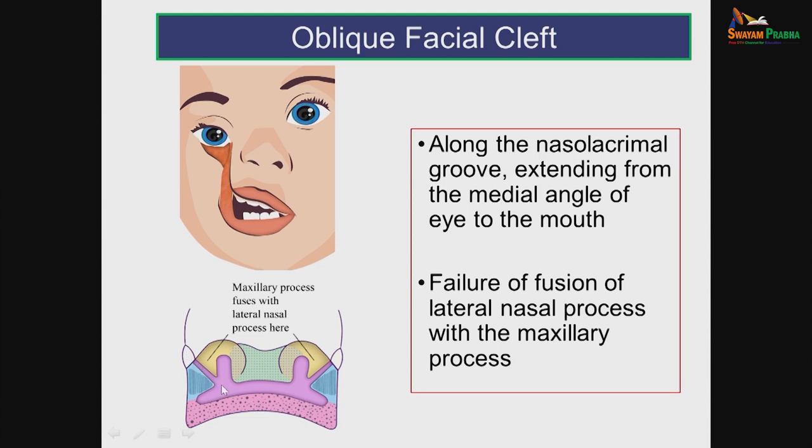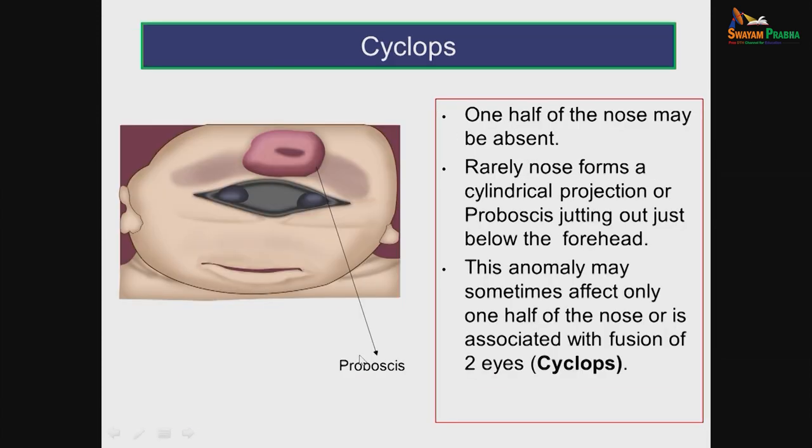So, along the nasolacrimal groove, if there is failure of fusion of the maxillary process with the lateral nasal process, there is going to be this oblique facial cleft. You can see in this picture that the cleft extends from the medial angle of the eye to the mouth. So, this is oblique facial cleft.